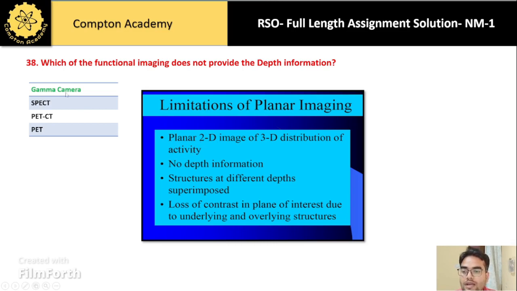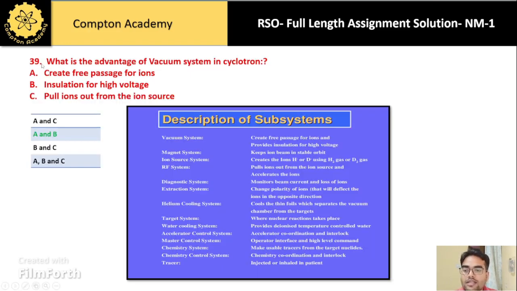So the gamma camera is a correct option for this. Now question number 39: which is the advantage of the vacuum system in the cyclotron? Here the different subsystems of the cyclotron have been mentioned, along with their use and purpose. The vacuum system is generally used to create a free path for the ions and to insulate the high voltage. So A and B will be the correct options for this.